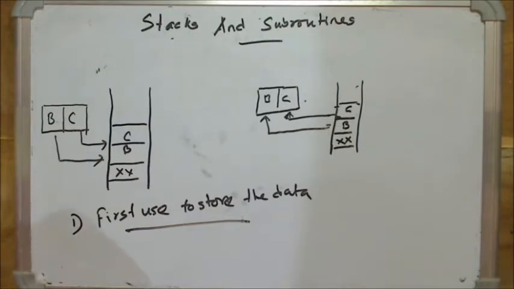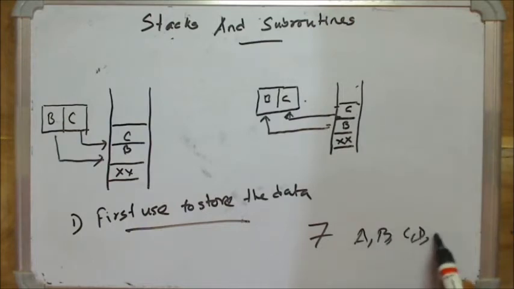Now, what happens when you don't have an unlimited number of registers? You have only 7 registers. They are A, B, C, D, E, H, L. So if you just keep storing data in registers, after a point all registers will be full.